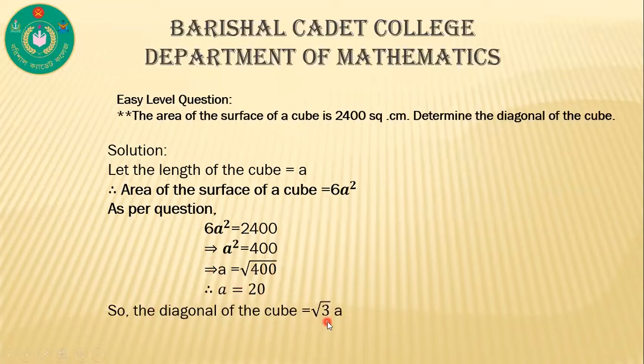So the diagonal of the cube is root 3a. We know the diagonal of the cube is root 3a. Here a is equal to 20. Now putting this value, then we can write root 3 into 20 is equal to 34.641 centimeter approximate.